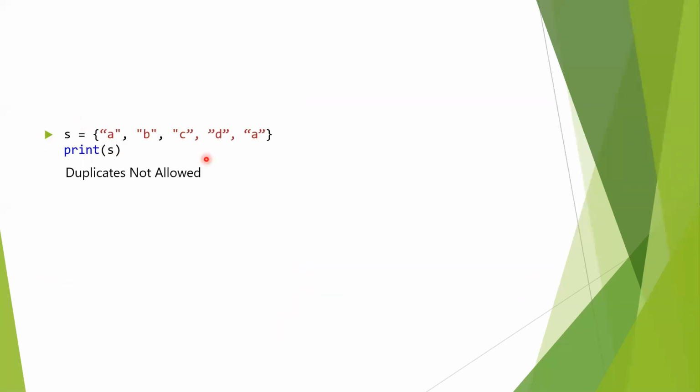Okay, so suppose for example this is a set. Remember we are using curly brackets here. So whatever items, like A, B, C, D, if you use the print command, then you will get the answer A, B, C, D. But if duplicates are there, duplicates are not allowed in sets. Remember, duplicates are not allowed in a set.